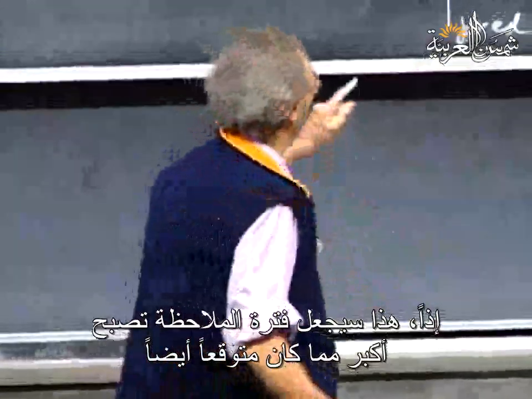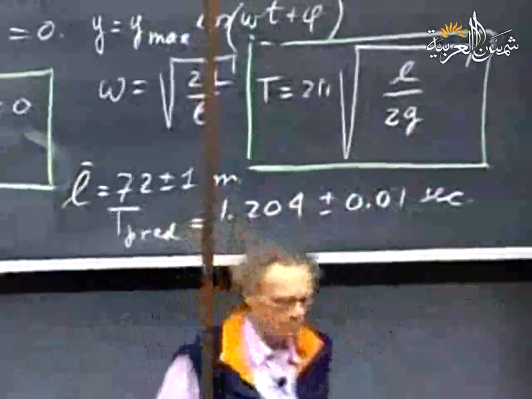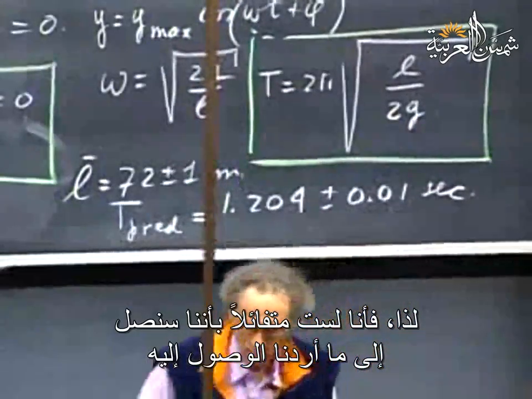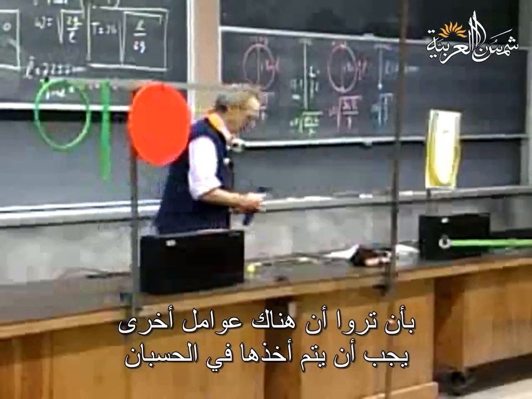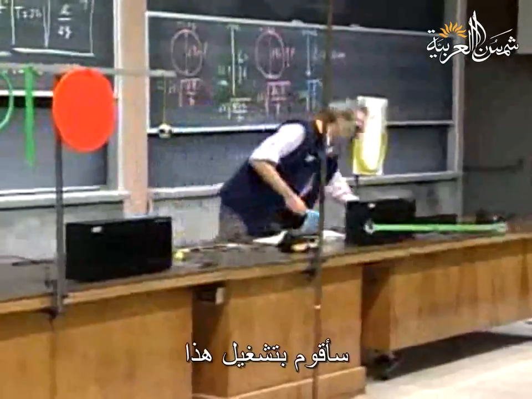And so that will also make the observed period become larger than the predicted one. So I'm not too optimistic that we will hit this the way we want to hit it. But that's good, because that's where the physics lies, that you see that there are other factors that have to be taken into account. I'll turn this one on.